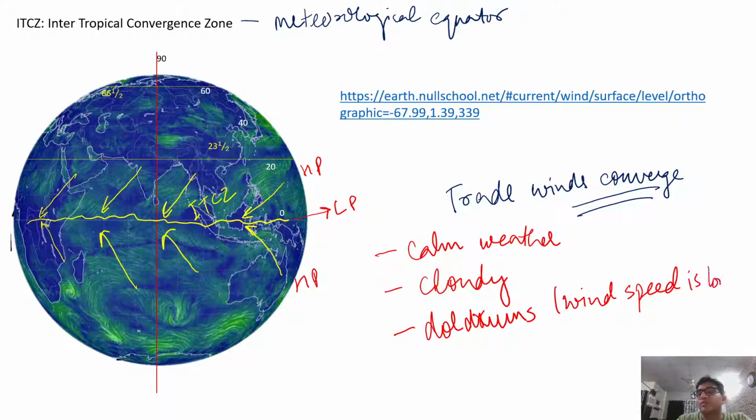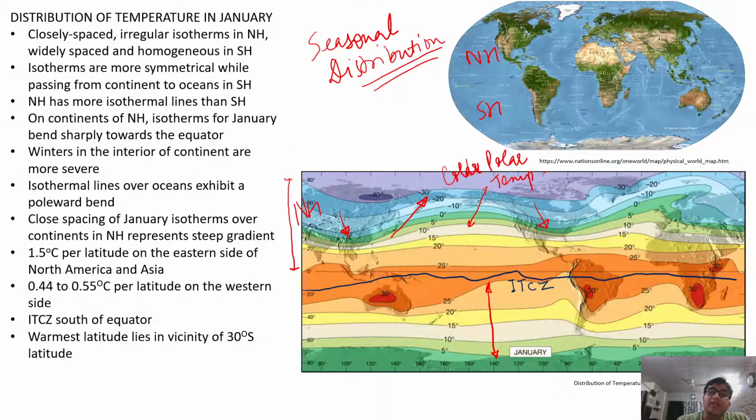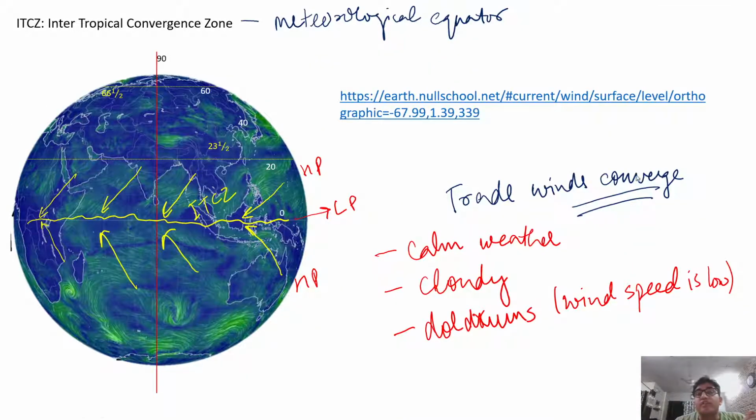Okay, so let me show you a very interesting website from where you can see the daily weather patterns. So right now we are in the winter months. So according to our case, the ITCZ normally shifts south of the equator during the winter months. So let me show this to you.